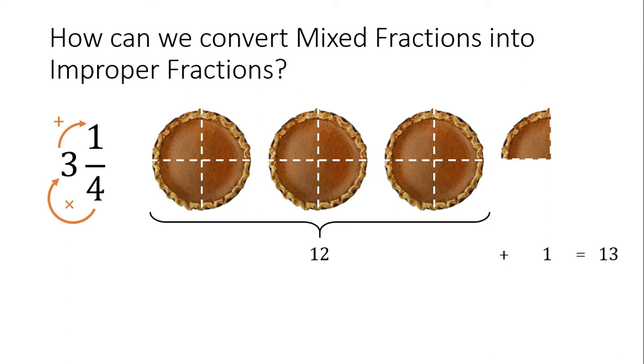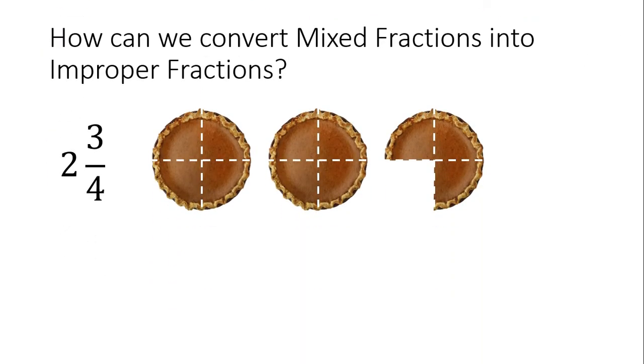Now what do you do with that 13? All you have to do is stick it back over the original denominator, because remember in the last lesson, we talked about the fact that improper fractions and mixed fractions will still have the same denominator. So 13 fourths. 3 1/4 is the same as 13 fourths. Let's try another example.